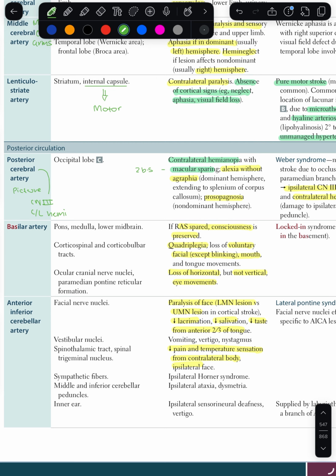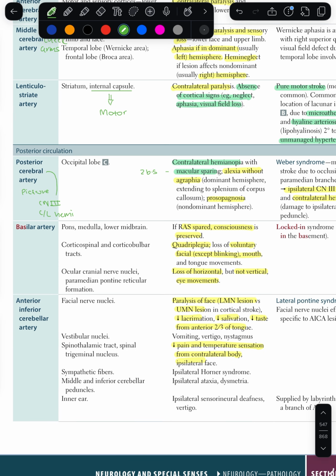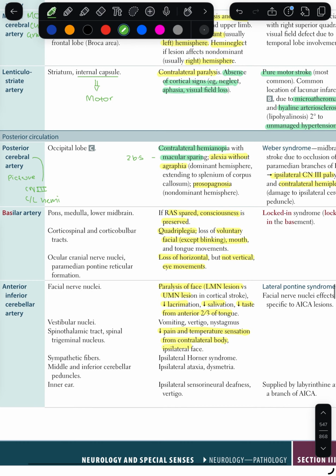It has alexia without agraphia, that is, you can write but you can't read. That is the most important. And the patient would complain, or his attendant would complain, that he can see familiar faces but can't identify them. That is one of the high yield points over here.